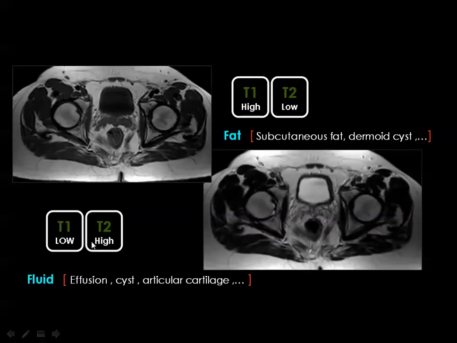The low signal lesions or structures in the T1, high in the T2 are the fluids, and in this particular example, the fluid in the urinary bladder, for example, is black in the T1 and bright in the T2 weighted image. The fat will be the opposite of fluid. It will show high signal in the T1 and less bright signal in the T2 weighted image. An example for the fat is the subcutaneous fat, the bone marrow fat, as you can see in this example.